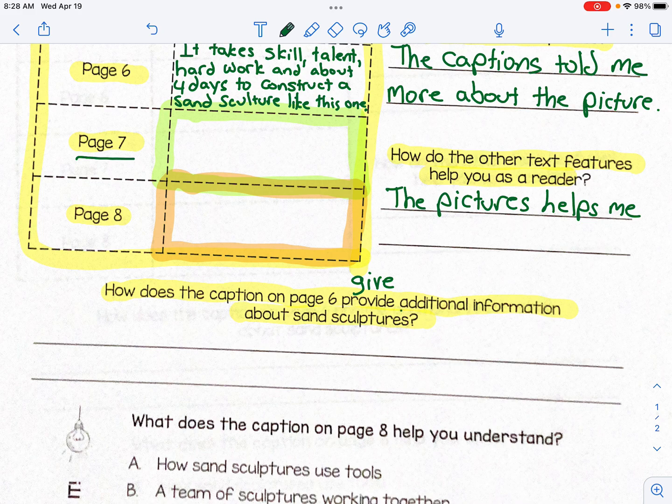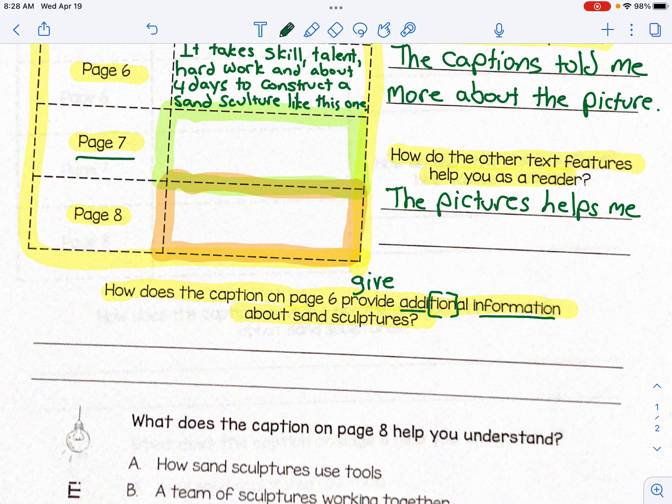I see the root word add, and I know when I add, I get more of something, right? So additional, I see my suffix is shun, the act of adding, so it must mean giving more information about sand sculptures.